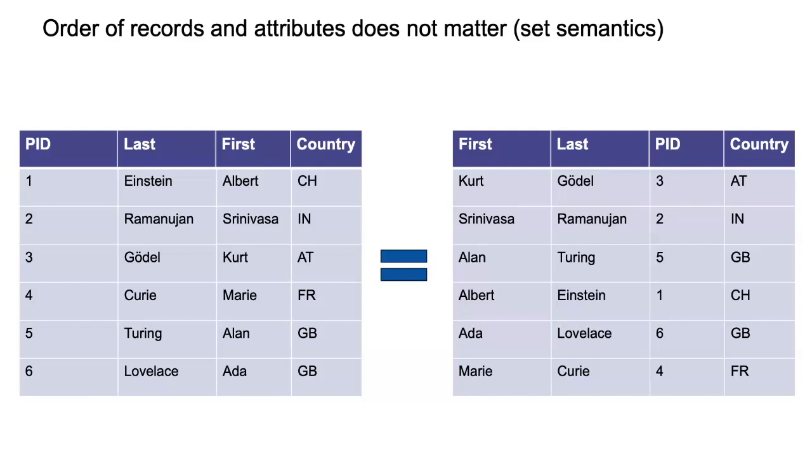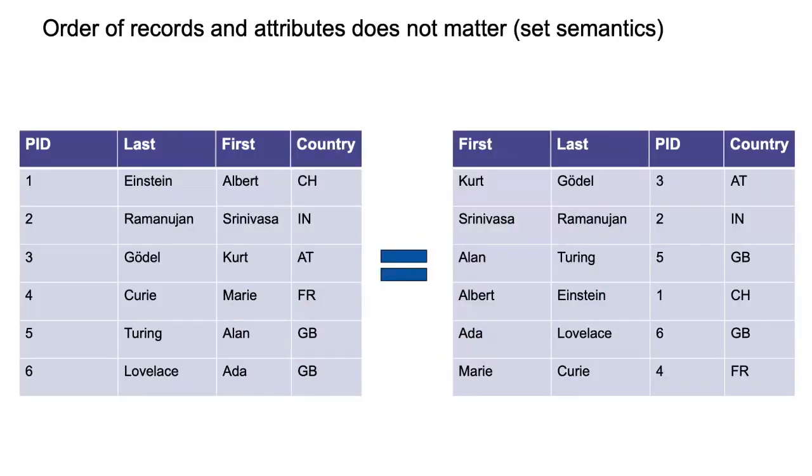And now if you have the two of them, you swap the attributes and you also shuffle the records, the rows. This is also on the left and on the right, the exact same data. So if we come up with some math that defines what this is, we would like that math to consider this to be the same, right?